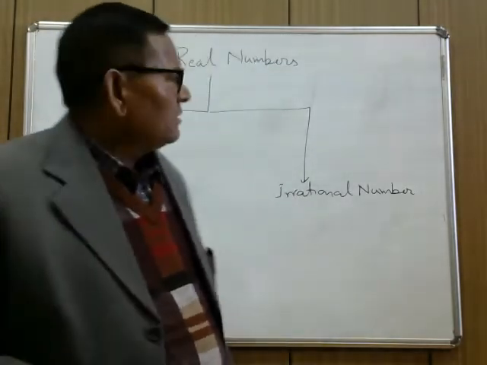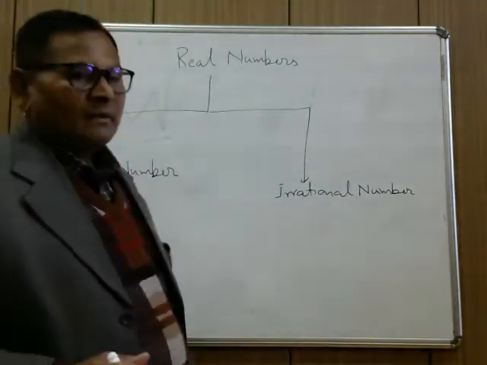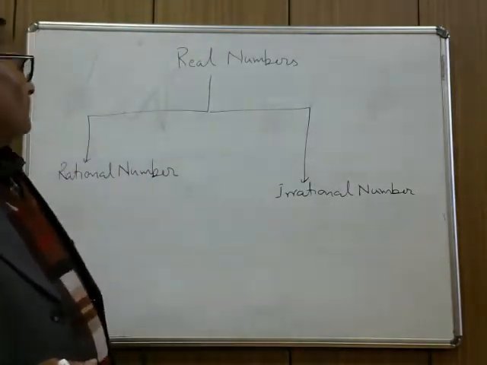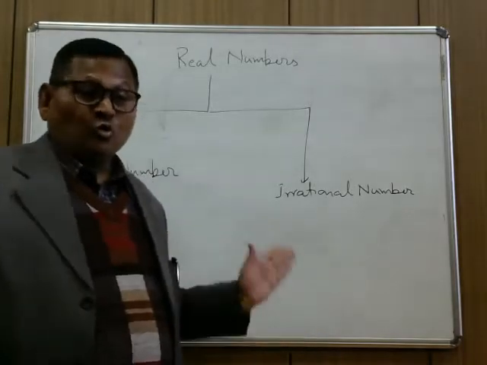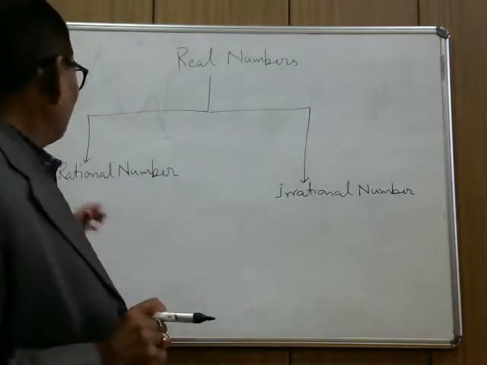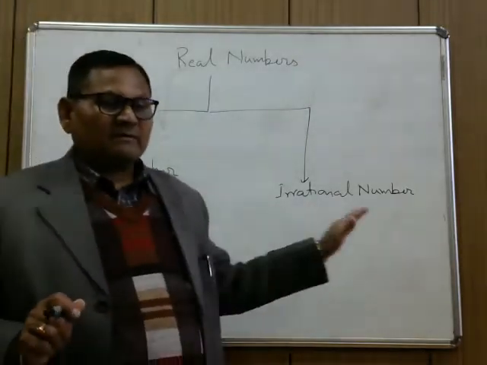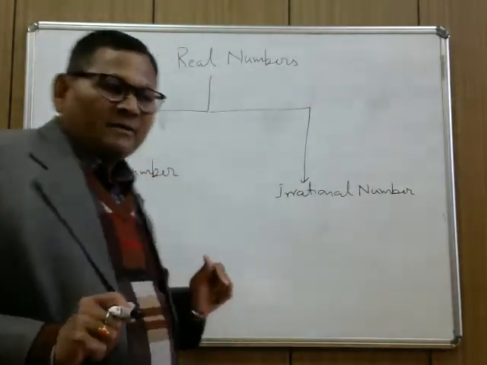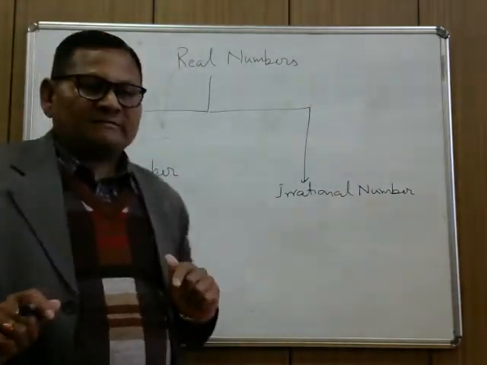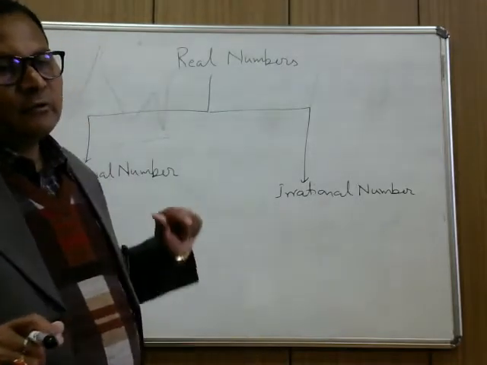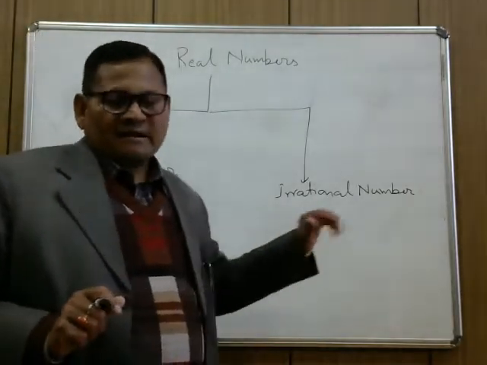Now today you can see the classification of real numbers. Real numbers is divided into two numbers. One is rational number, another is irrational number. Yesterday I have already defined about the rational numbers and its properties. Today I will take irrational number.